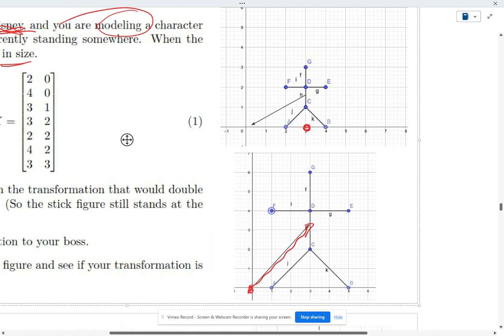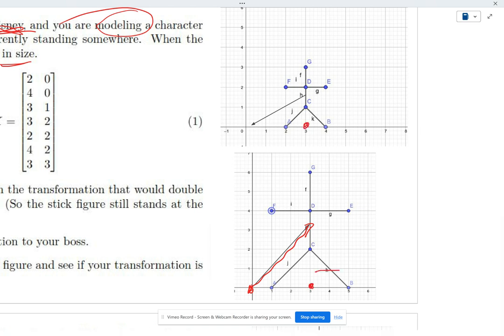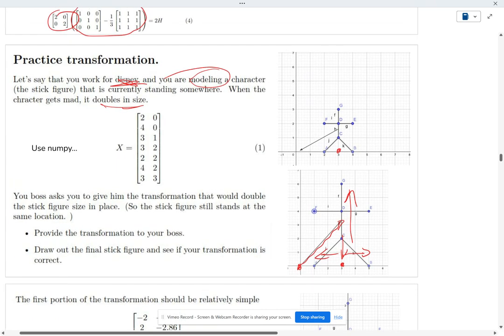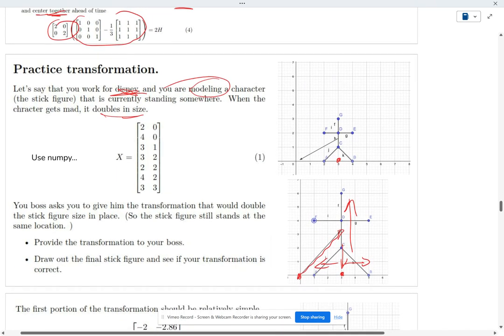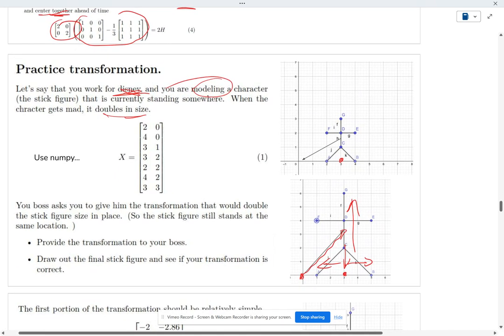Notice this person is standing at the point of 3. This person expanded this way and expanded this way, but the center is still at 3. So let's see if you can write the transformation. Pause the video and see if you can write it. If you can, you'll be able to make this person large and create the effect that the person is just getting bigger.